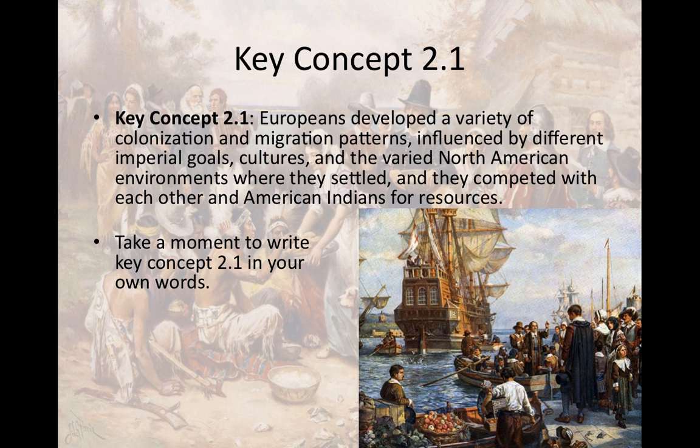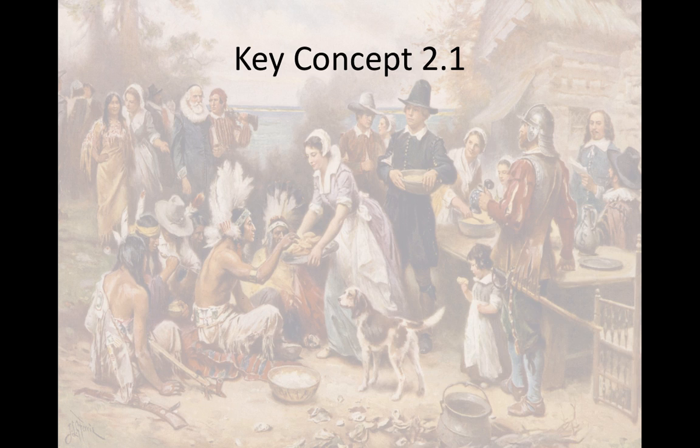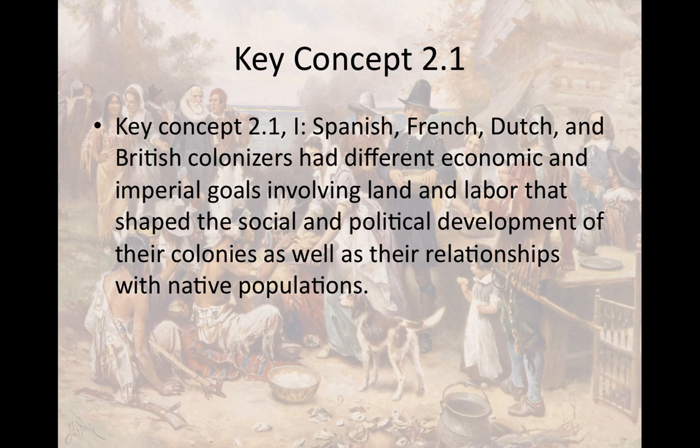There, I fixed it. Okay, hopefully you wrote down something like European settlement patterns differed depending on where they settled, but that they always pretty much made the natives angry wherever they ended up. Okay, so to get this show on the road, we're going to talk about Key Concept 2.1, Roman numeral 1, which says Spanish, French, Dutch, and British colonizers had different economic and imperial goals involving land and labor that shaped the social and political development of their colonies as well as their relationships with native populations.